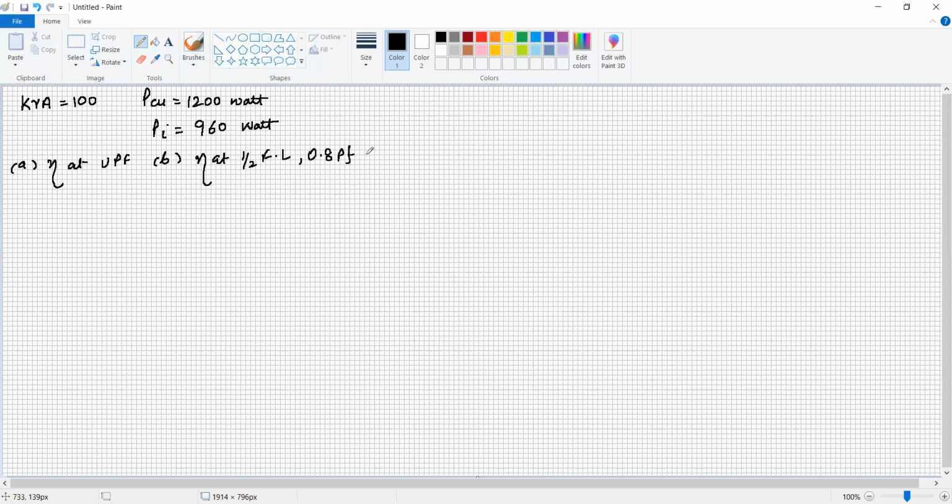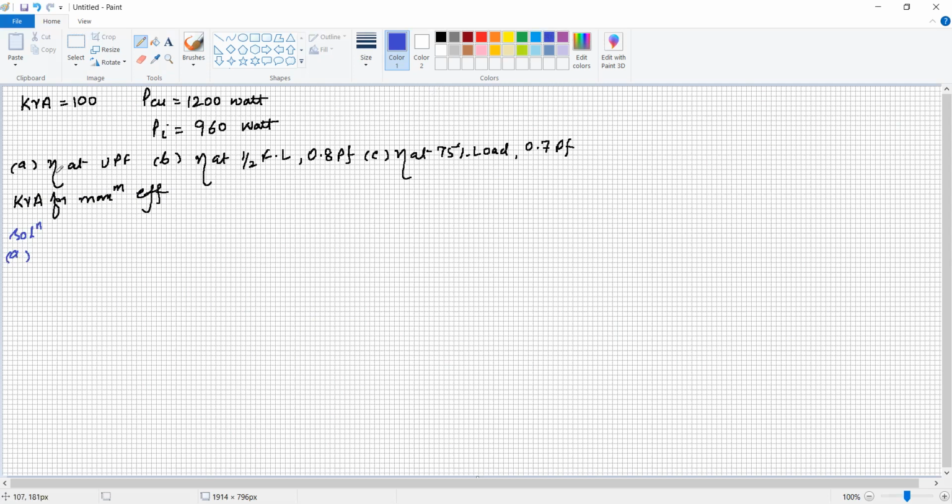C: efficiency at 75% load, 0.7 power factor. And then, the load at which the maximum efficiency occurs, and the maximum efficiency at 0.8 power factor. So the kVA rating for the maximum efficiency. We will solve these one by one.